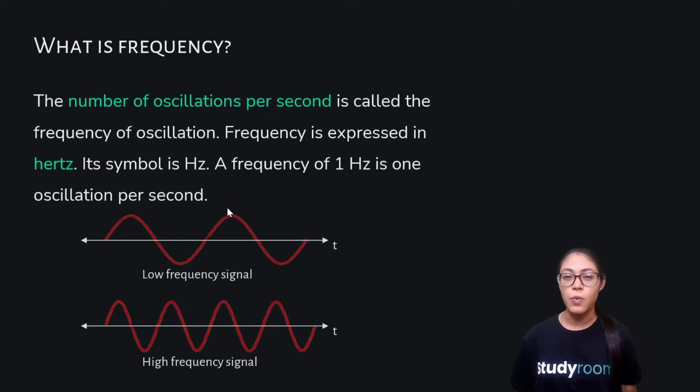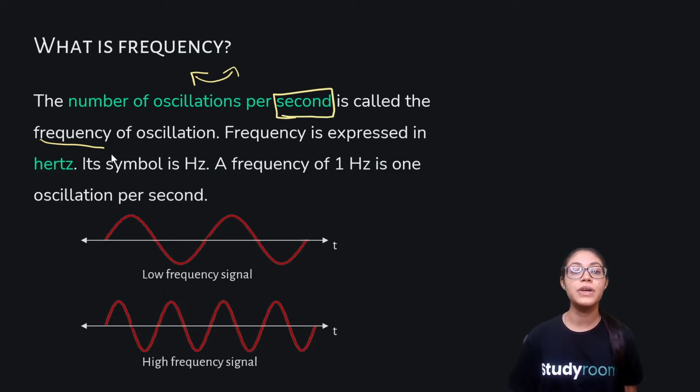Now, frequency. What exactly do you understand by frequency? The number of oscillations per second is called the frequency of oscillation. How many to or fro movements an object makes in 1 second is called the frequency of oscillation. Very simple definition. What is frequency? The number of oscillations per second is called frequency of oscillation.